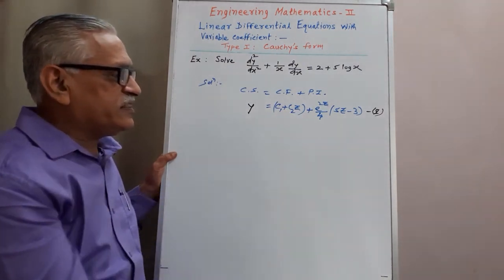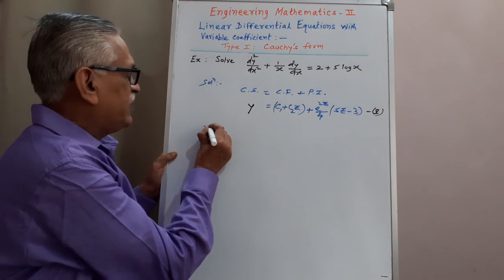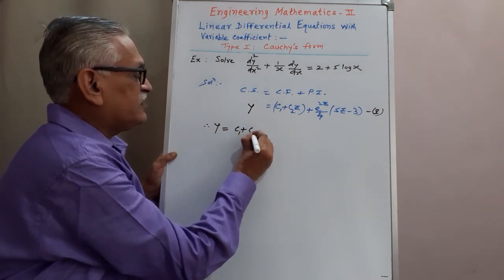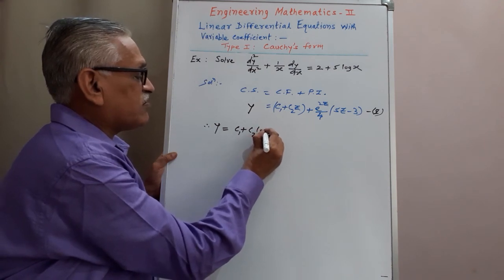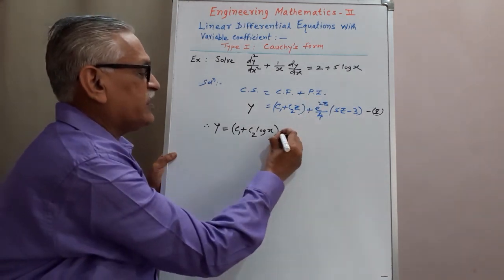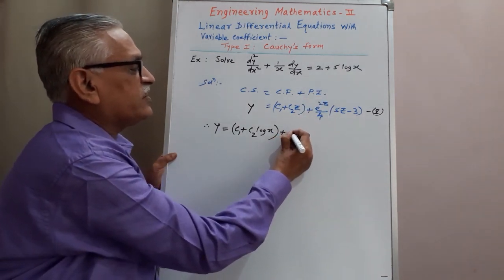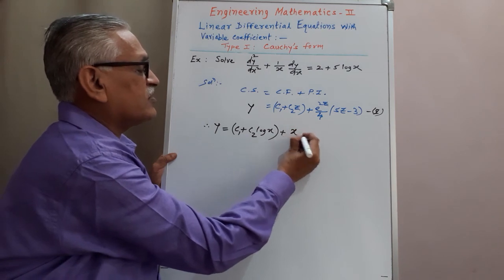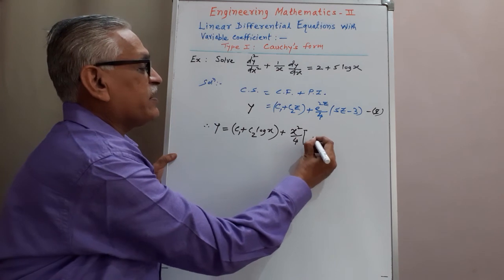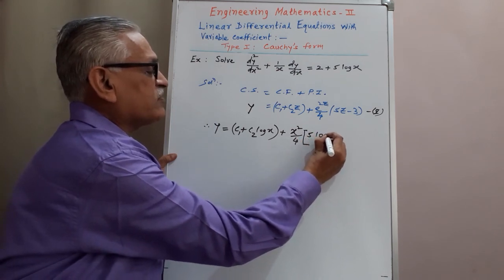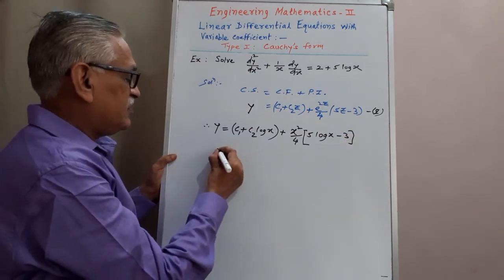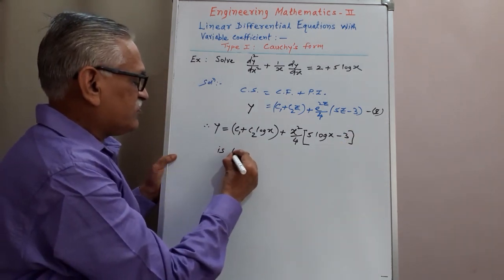Therefore, once again converting z in terms of x, we get the final solution as y is equal to c1 plus c2z, z is nothing but log x, plus e raised to z and its square. E raised to z is x, therefore it becomes x square by 4 multiplied by 5z, z is log x, and minus 3 is the required solution.